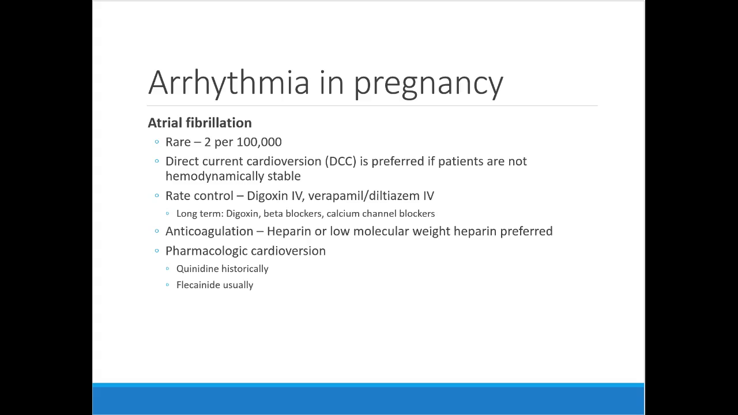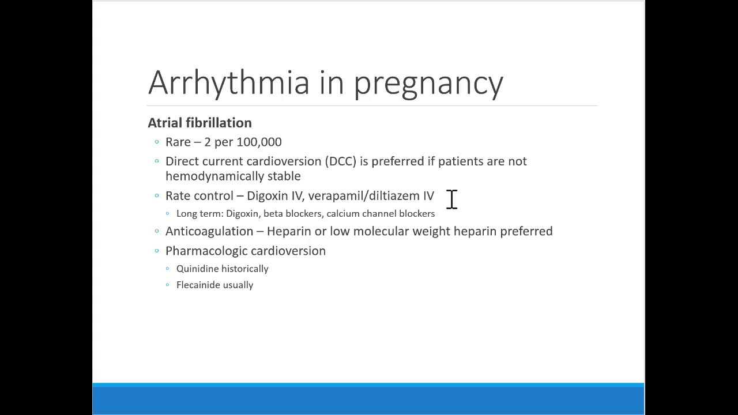Other strategies we can do if somebody comes in in AFib, we can try and rate control them using digoxin IV or verapamil or diltiazem IV. Both of these medications can work. Digoxin's kind of old school, but it does have more data in pregnant patients, seemingly, than some of the calcium channel blockers. However, most patients would probably get diltiazem. It's the one we use on pretty much everyone. It's a very nice titratable rate control agent. So we can slow them down with that.